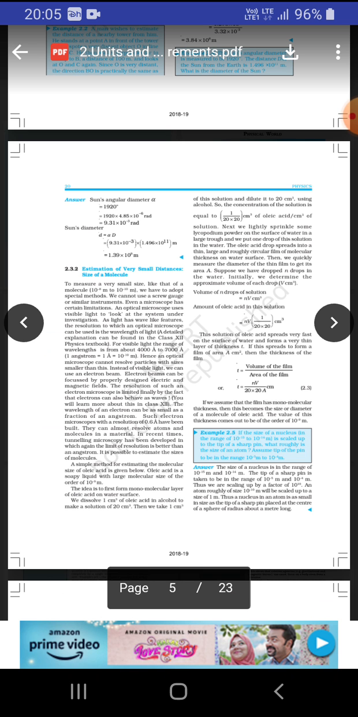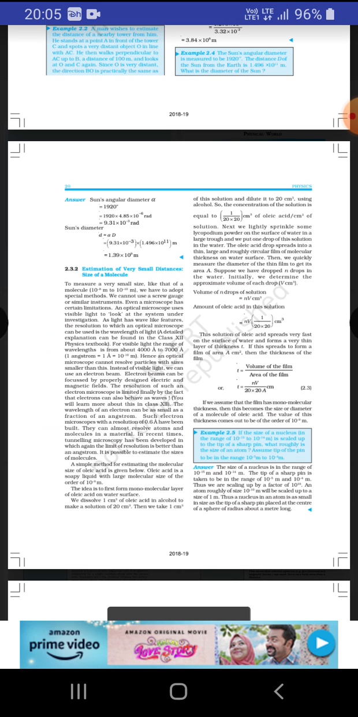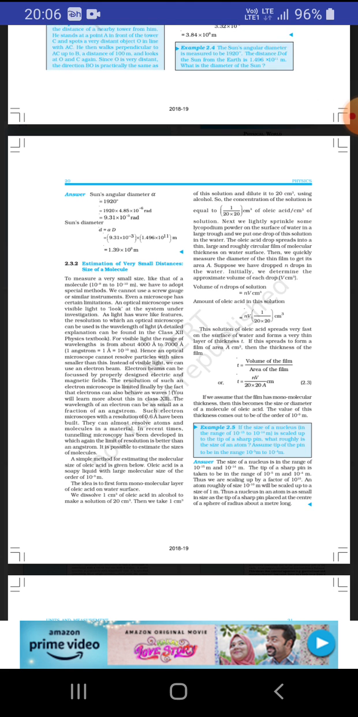The next topic we are going to learn is estimating very small distances, such as the size of a molecule. The size of a very small object like a molecule is of the order of 10 to the power minus 8 to 10 to the power minus 10 meter. We have to adopt a special method. We cannot use a screw gauge or similar instruments, and even a microscope has certain limitations. We cannot use an optical microscope to investigate this.